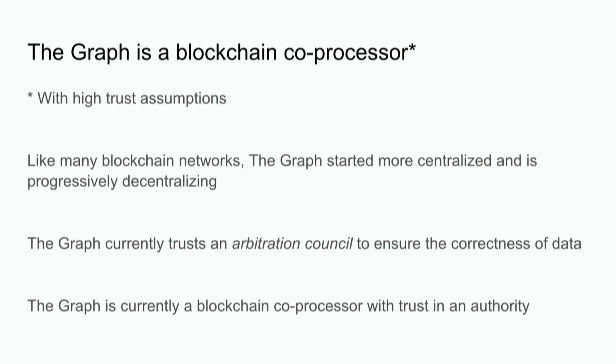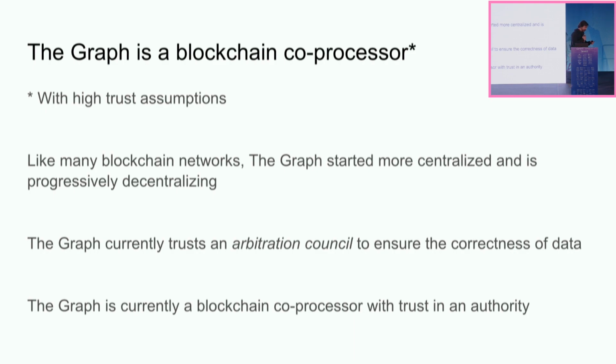Okay, so the graph is a blockchain coprocessor with high trust assumptions. The graph started out like many decentralized networks do, as centralized, and we're progressively decentralizing, removing points of centralization. One of the points of centralization is the way that we verify that data is correct: we have an arbitration council that manages disputes. So if somebody suspects an indexer of serving bad data, you kick off a dispute with the arbitration council, and then the council decides who is correct. So in the blockchain coprocessor space, we could say the graph is a blockchain coprocessor with trust in an authority, trust in that arbitration council.